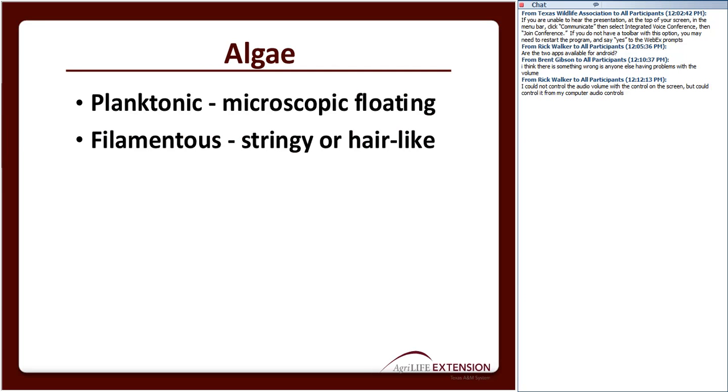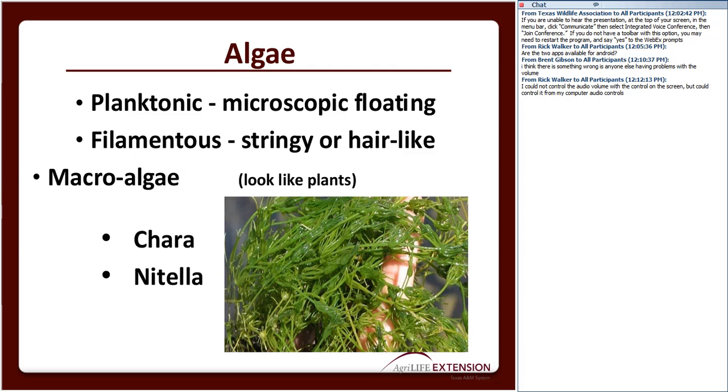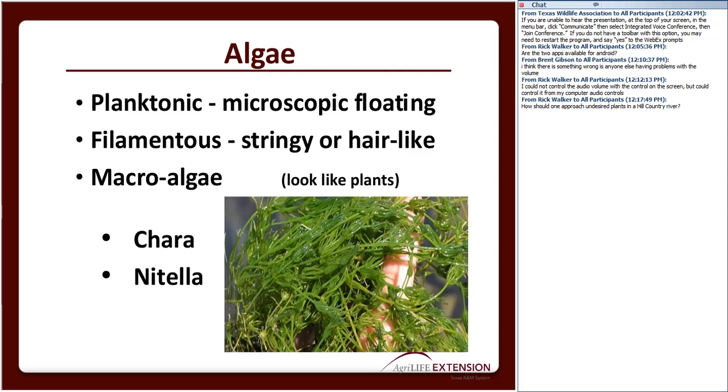The next category is filamentous. Filamentous is stringy or hair-like. It grows in long strands, and often we see it form these large mats. And then the last category are macroalgae. And so these are the ones that tend to look like rooted vascular vegetation, although they're not. And so the two genera that we typically see in Texas are Chara and Nitella. Chara is much more predominant in Texas.